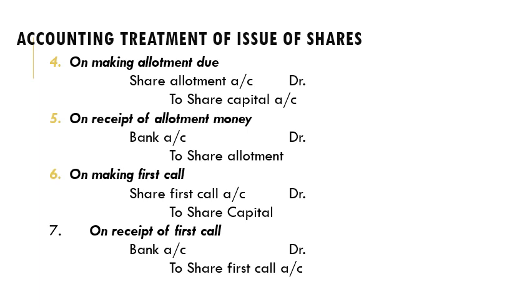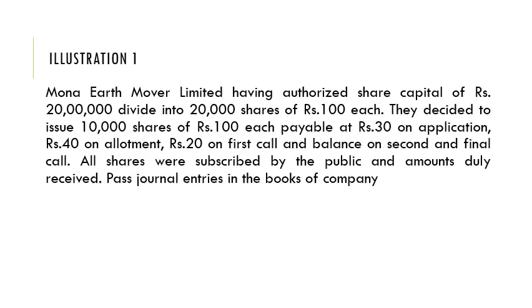Then this second installment, which is allotment, is also completed, and the third installment is first call. In order to make the first call due, share first call account to share capital, and on the receipt of this first call, the journal entry will be bank account to share first call. This is the case of calls; the second call, final call, and so on will be like that. If you want to make this final call due, it is share final call account to share capital. On the receipt of final call, bank account to share final call.